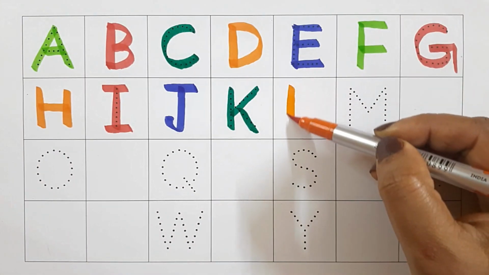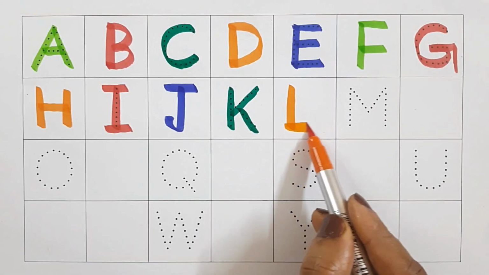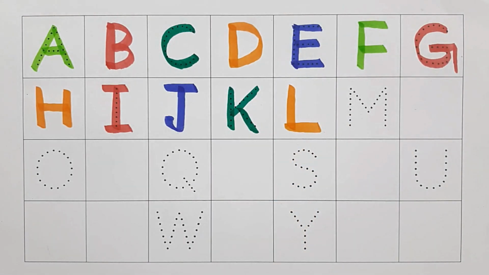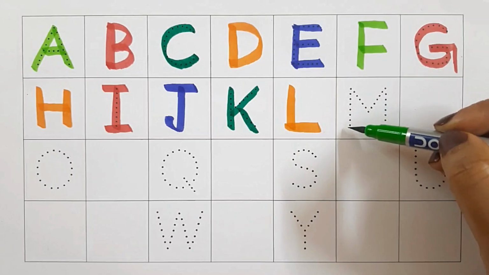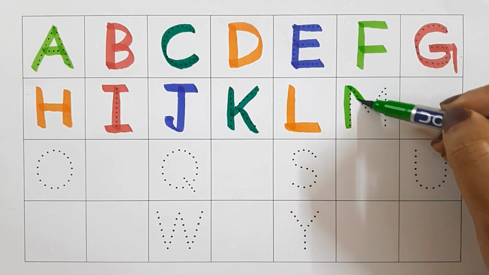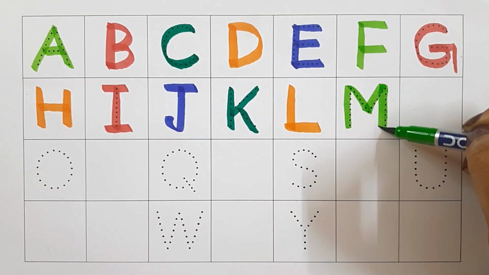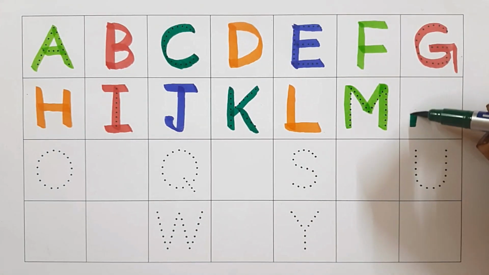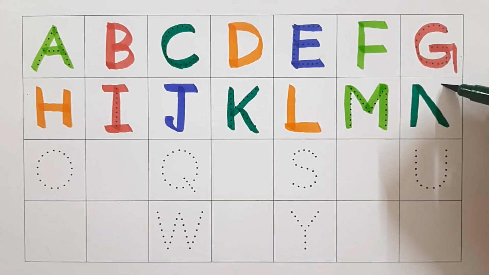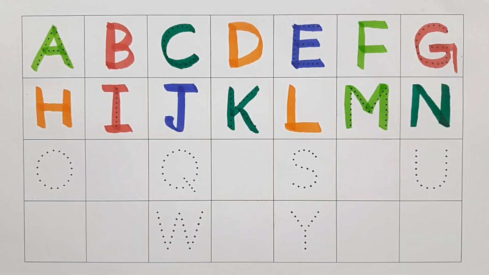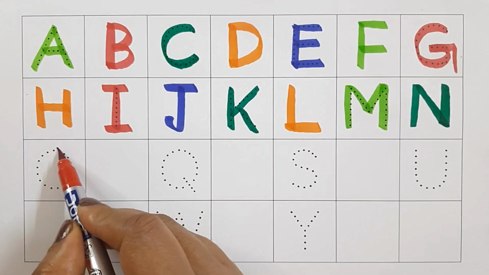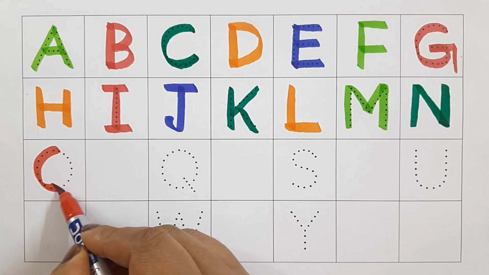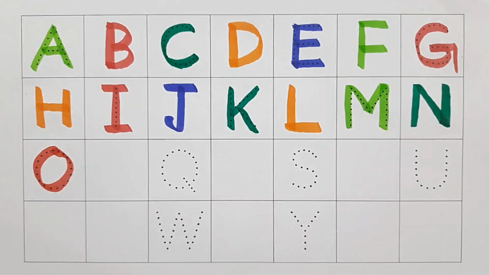Orange color, L. L for lamb. Light green color, M. M for monkey. Dark green color, N. N for nose. Red color, O. O for orange.